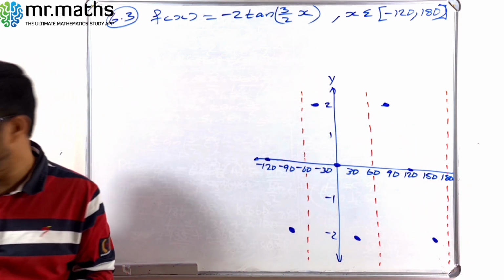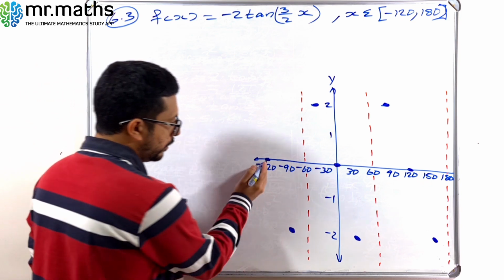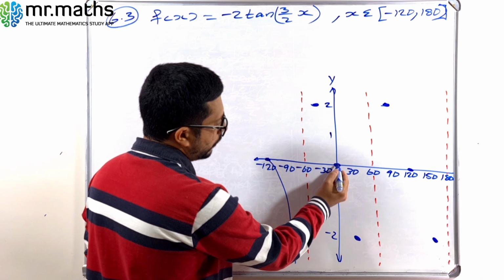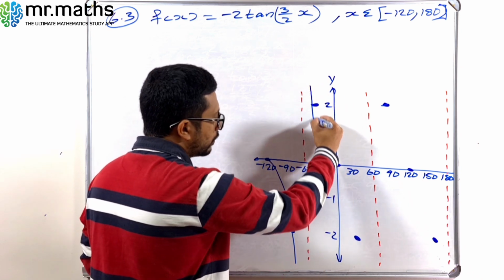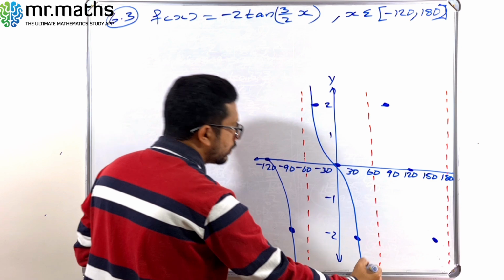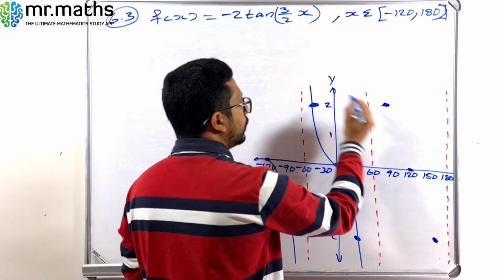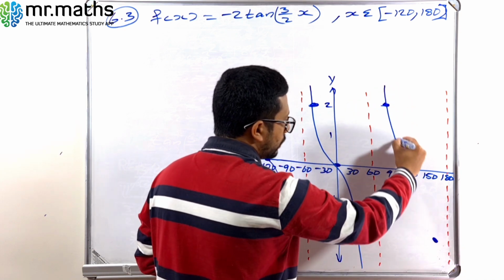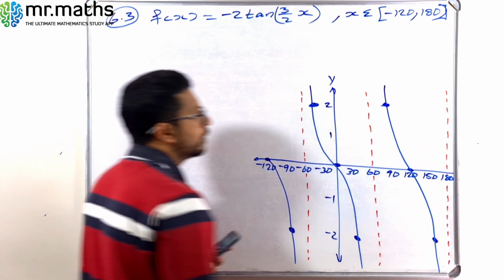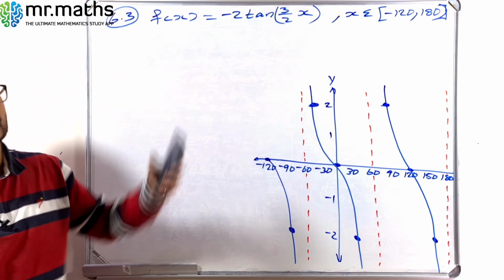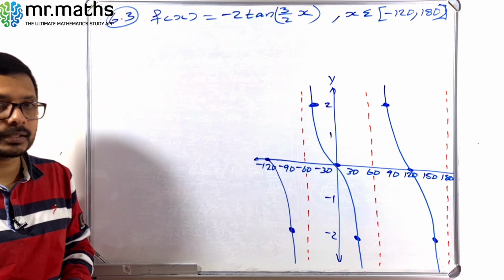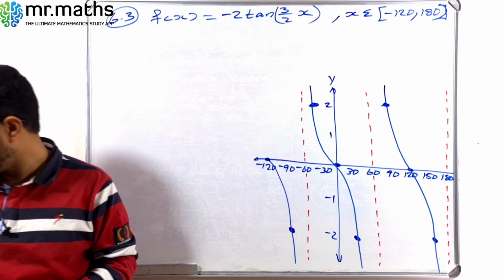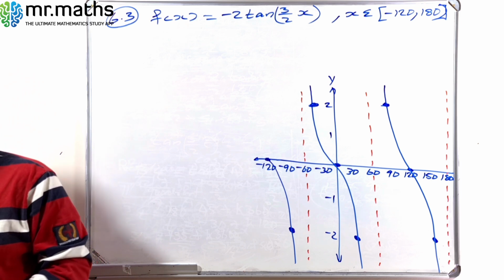Now you have to join these points. How can you join this one and this one? Like this, and then this one here and here, like this. So this is the graph of f of x equals minus 2 tan 3 over 2 x. Simply using your calculator you can find the points, then mark them, that's all, easy. So that is question number 6.3.